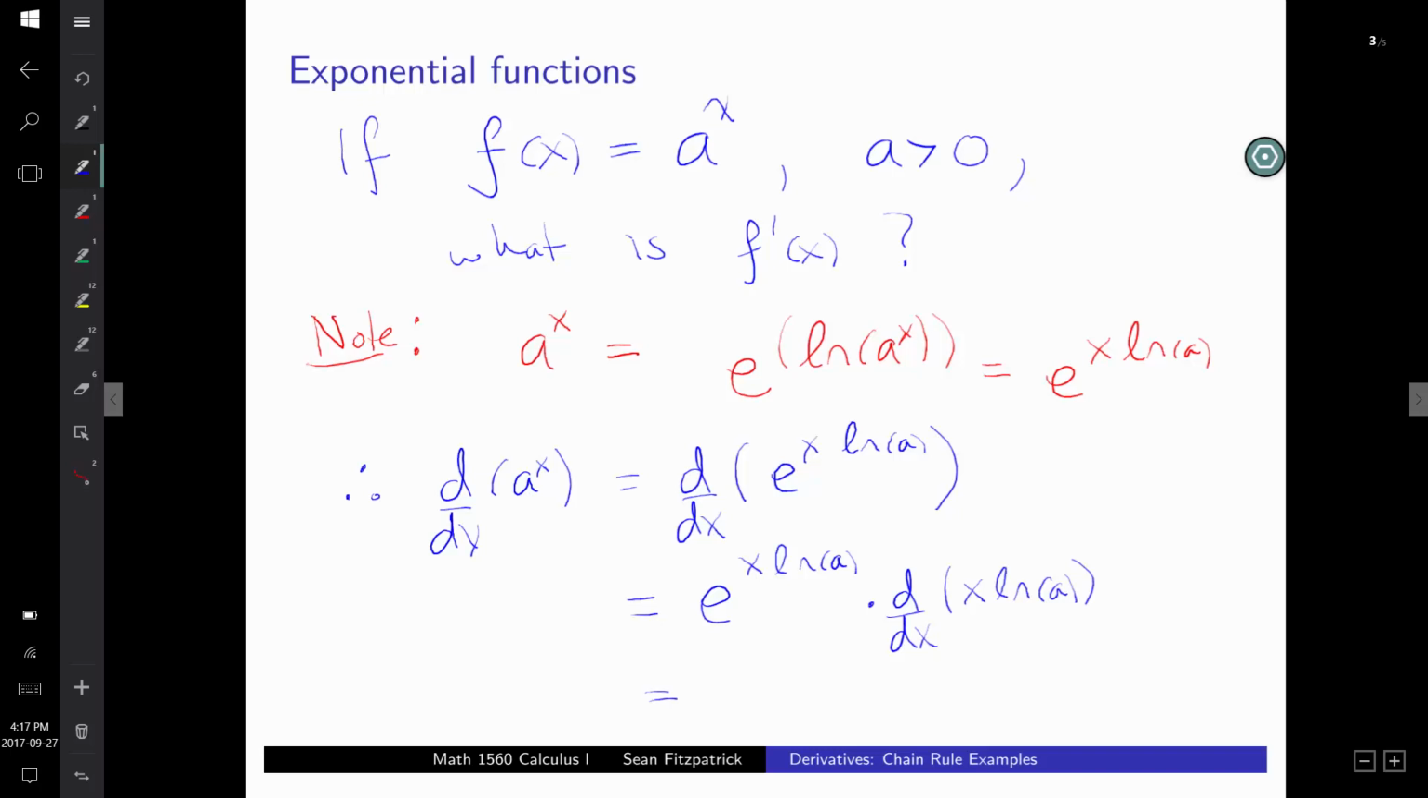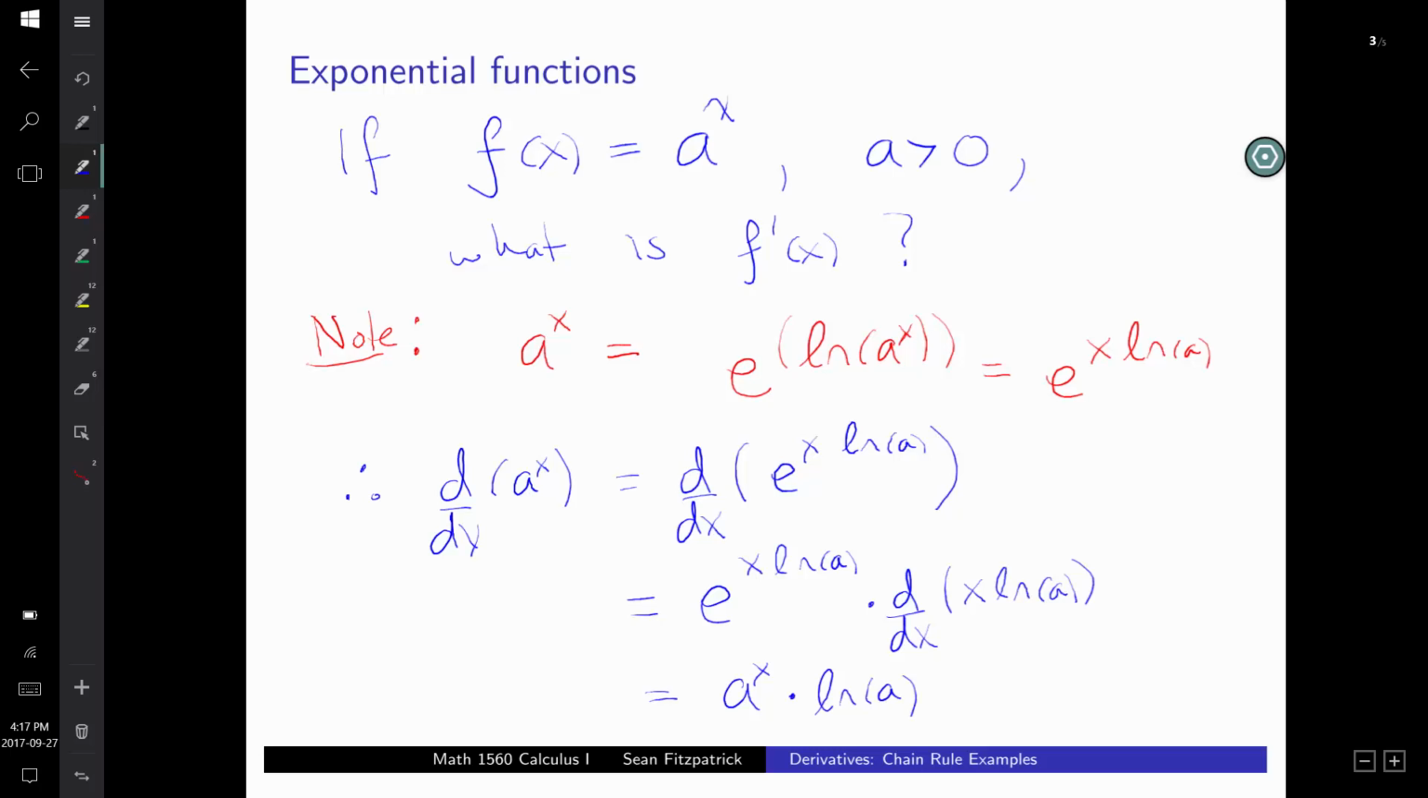All right. But let's simplify. Remember that e to the x log a, that was just a to the x. That was a fancy way of writing a to the x. And if I take the derivative of x times log a, remembering that log a is a constant, the derivative of x is just 1. So I get the natural log of a.